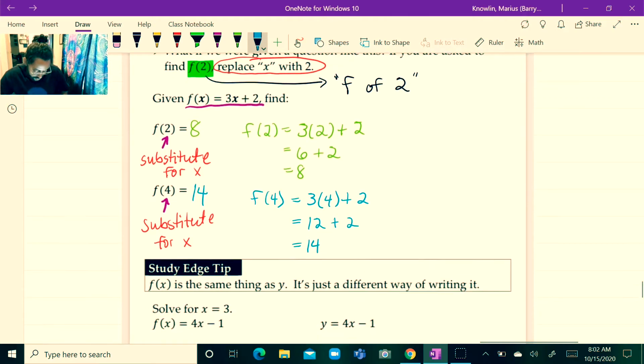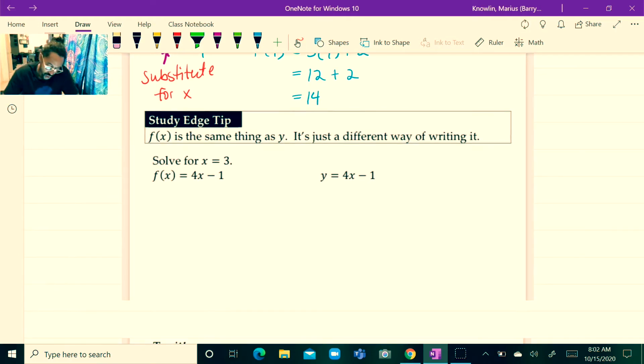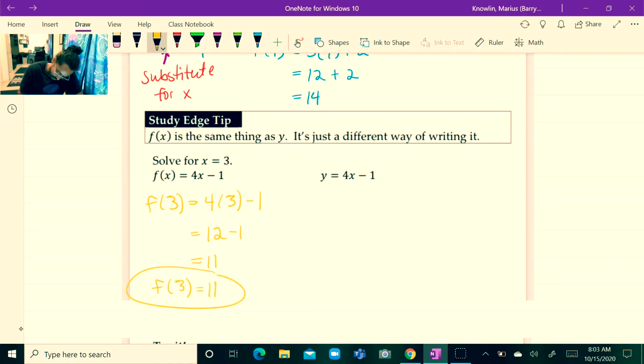All right. Now, it says a study tip. f of x is the same thing as y. It's just a different way of writing it. So when they say solve for x equals 3, once again, we're just going to plug in the 3 for x. So f of 3 equals 4 times 3 minus 1. 4 times 3 is 12. 12 minus 1 is 11. So f of 3 equals 11.